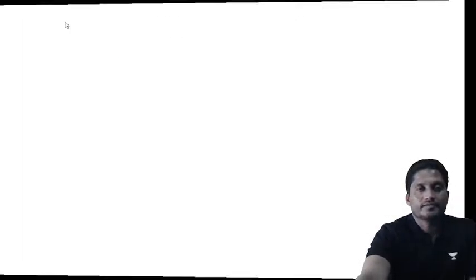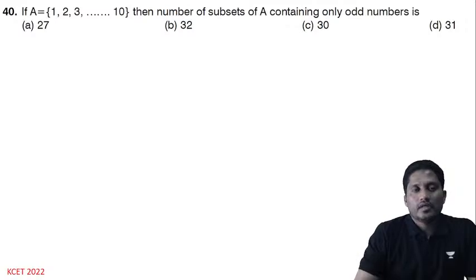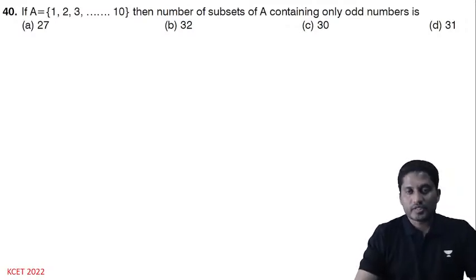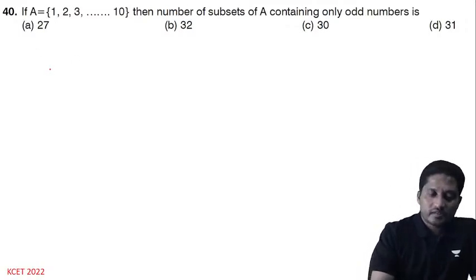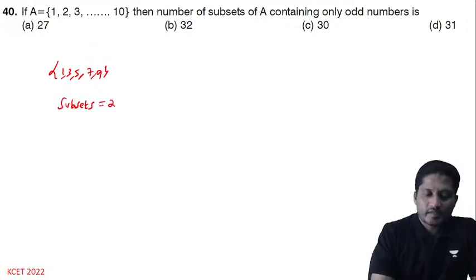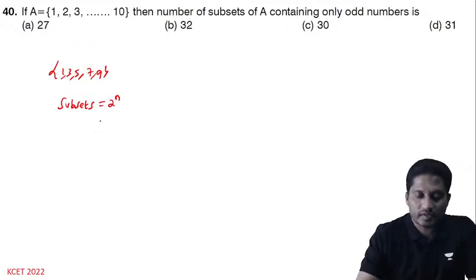Question number 40. If A is equal to 1 to 10, number of subsets of A containing odd elements. Containing odd elements is 1, 3, 5, 7 and 9. Total number of subsets will be equal to 2 power n. Proper subsets is 2 power n minus 1. So this is 2 power 5, which is equal to 32. Answer is option B.